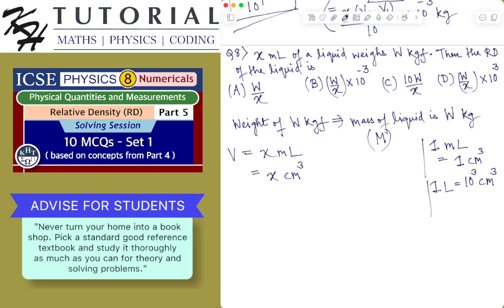Now we need to know the volume in meter cube. Since we have the mass in kilogram, we need to know the volume in the meter cube so that we can find the density in SI unit, that is in kilogram per meter cube. From there we will find the relative density.